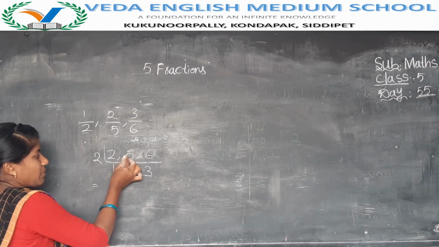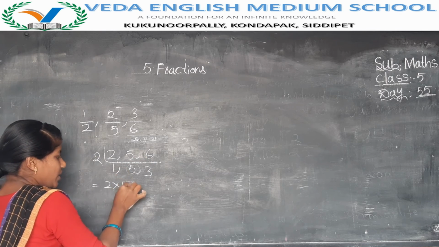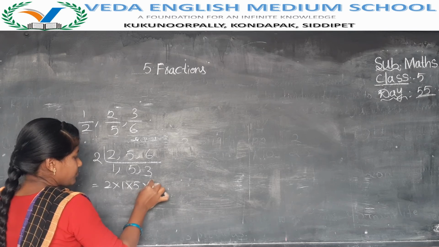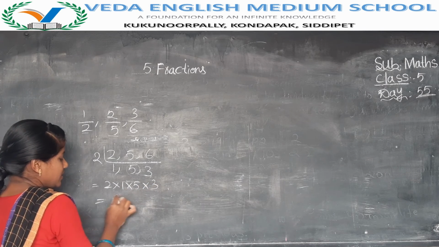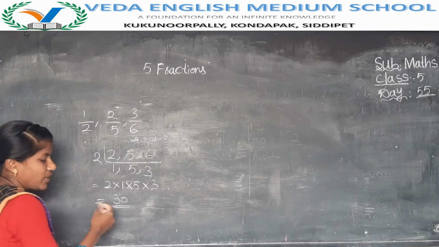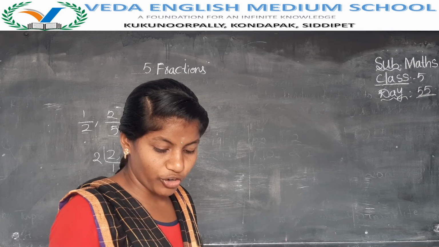So LCM of 2, 5, 6 is 2 into. Now you have to multiply these numbers. 2 into 1 into 5 into 3. 2 1s are 2. 2 5s are 10. 10 3s are 30. Now what is LCM here? We got the LCM as 30. Then what you have to do?